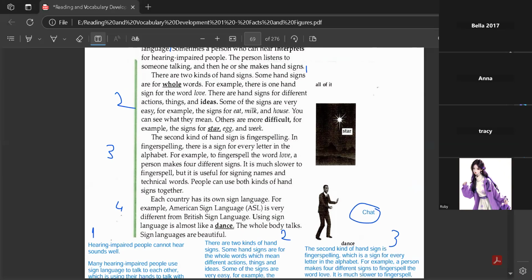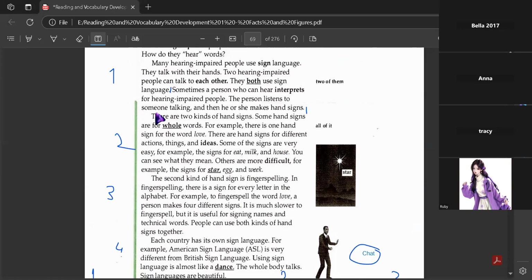Why is it easy? Where is it now? Some of the signs are very easy. For example, the signs eat, milk and house. Why are eat, milk and house easy? Because they have been settled. Nope. The reason it's easy is because you can see what they mean.